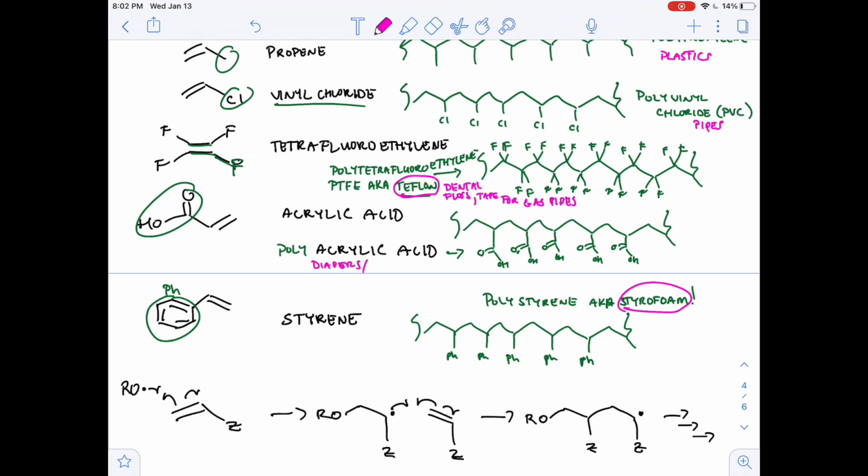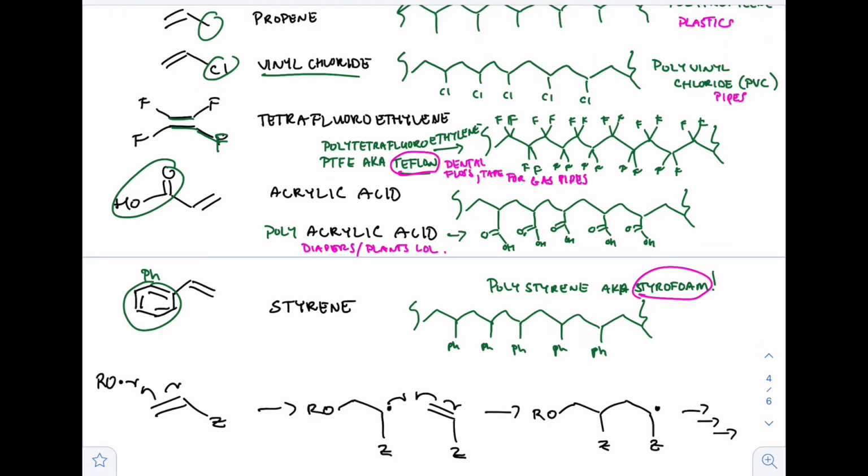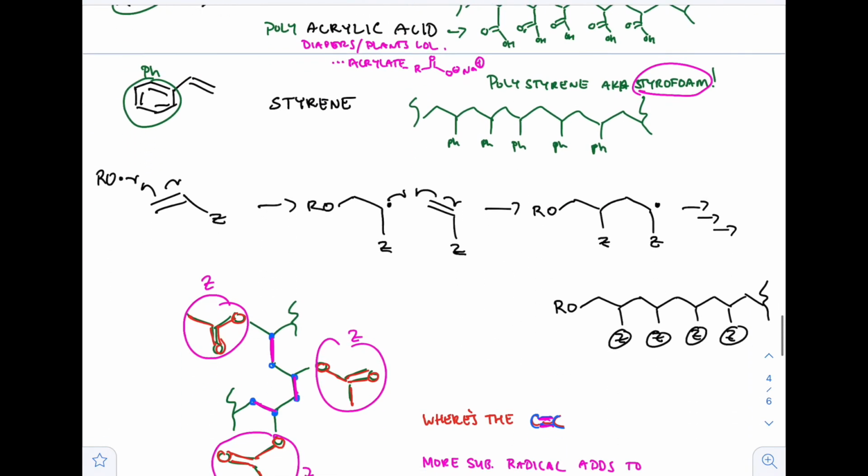Styrofoam for polystyrene. Oh, polyacrylic acid is diapers, and it's also used for plants. And it's actually the acrylate, polyacrylate, where you remove that proton on the acidic carboxylic acid and you make a carboxylate, so that's why it's polyacrylate. And those little beads absorb water, and that's why they're for plants too. Because you ever seen those colorful balls that you soak in water and then you put them in your pots and whatever, and then your plants absorb the water? That's polyacrylate.